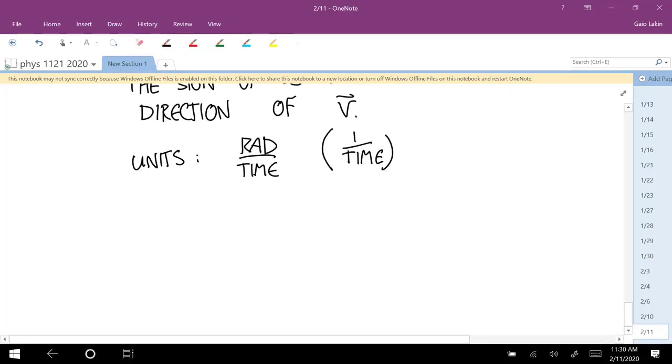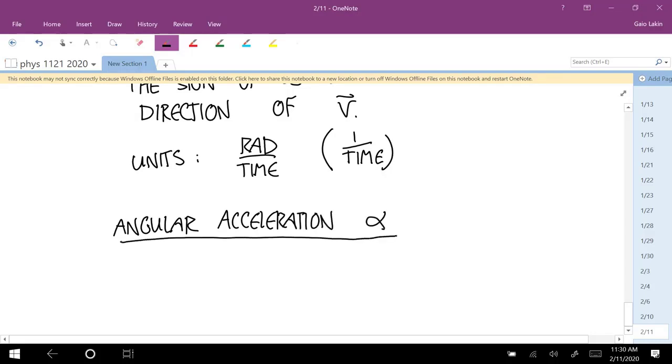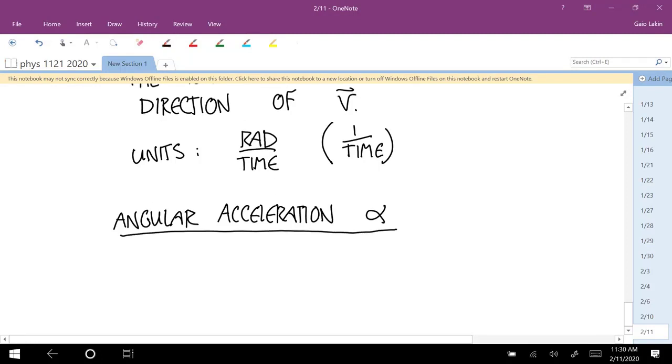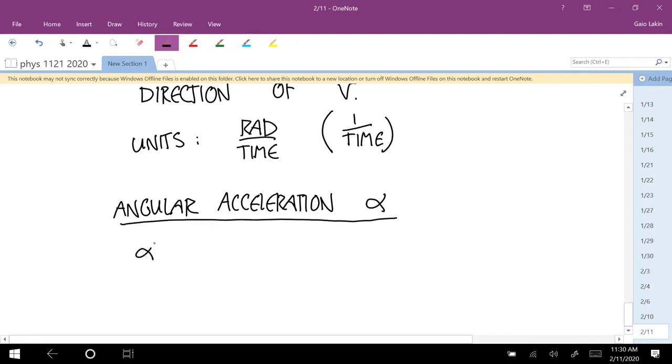And now the angular acceleration. This is alpha. The definition of the angular acceleration as a function of time is the time derivative of the angular velocity as a function of time. So you can think of that as the definition.